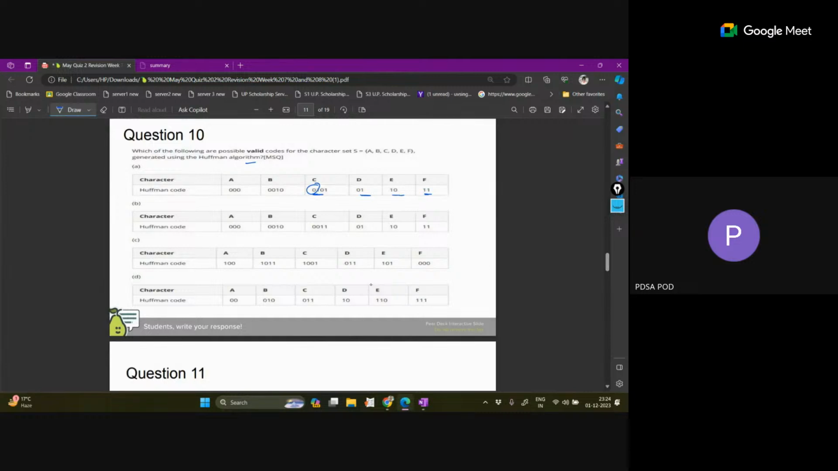Similar for this one. 10, yeah, here you can see that no code is coming as a prefix of another in option B. So just look at this prefix property, whether any code is coming as a prefix or not. Here you can see that 101 is coming as a prefix of this code, so this is not possible. Similarly 10 and 00, this is also not okay. So yeah, this is MSQ, and B and D are correct for this.